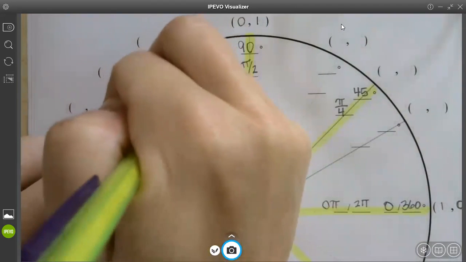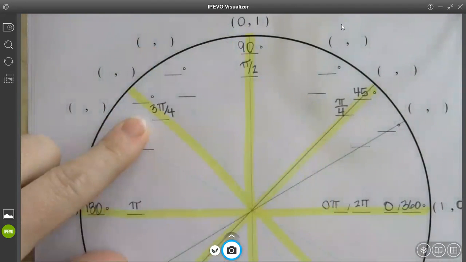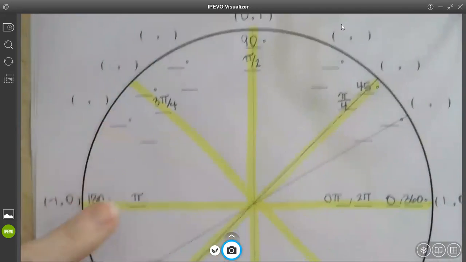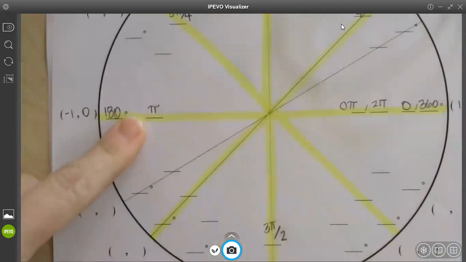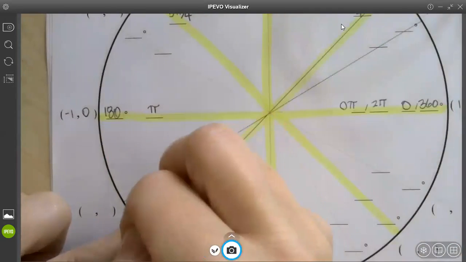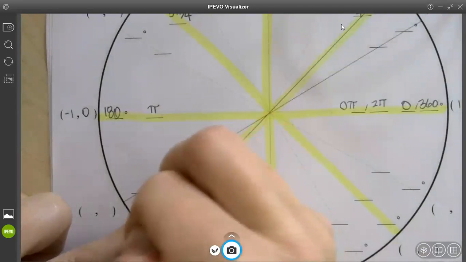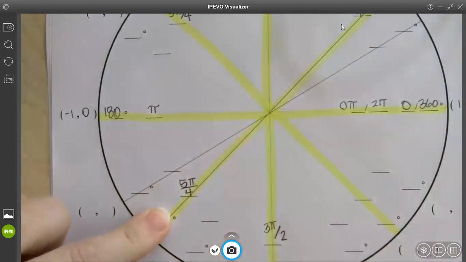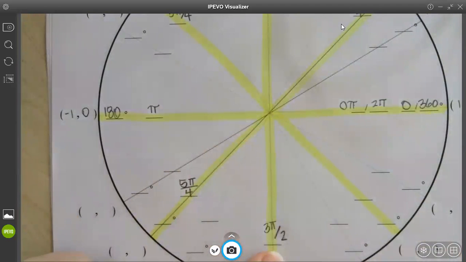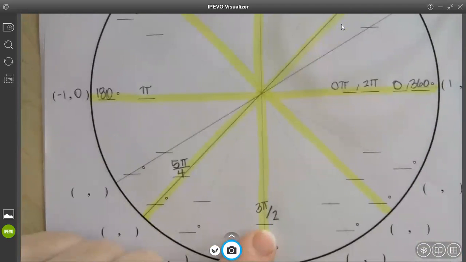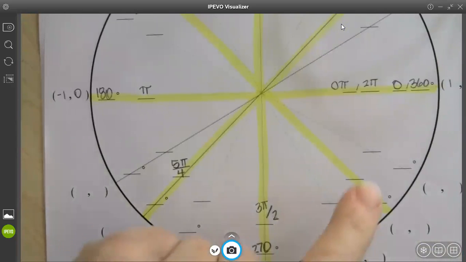This would be 3 over 4, 4 over 4. What's your next one going to be? 5/4. Just make sure you put the pi on it. The next one would be 6 pi/4 or 3 pi/2. So you don't have to memorize it. You just count by fourths. This is 6 pi/4. What's this one going to be?